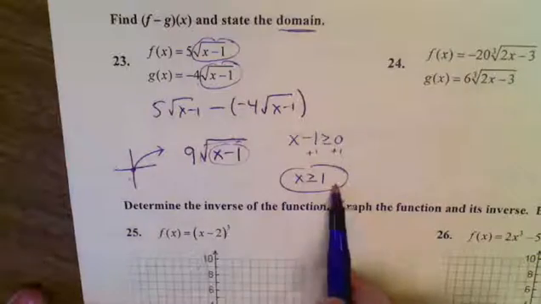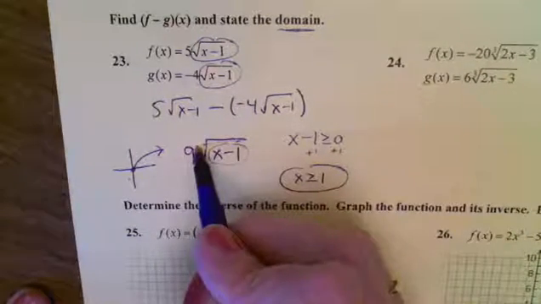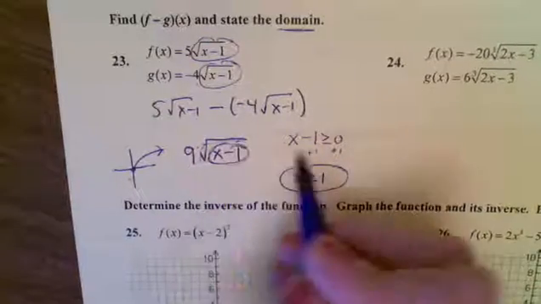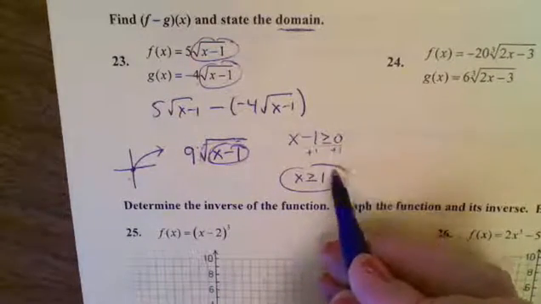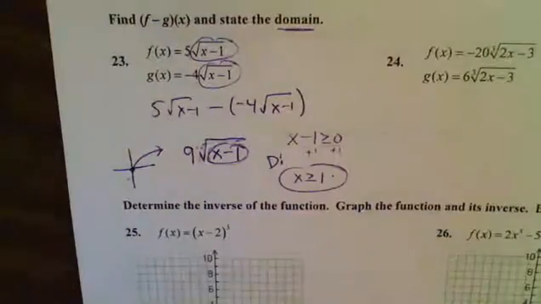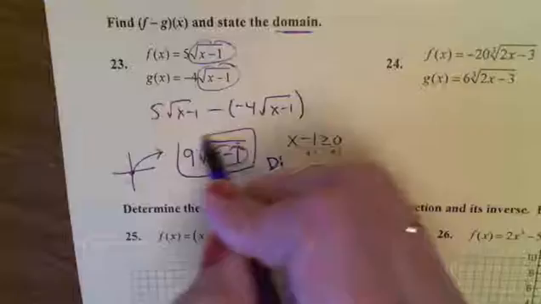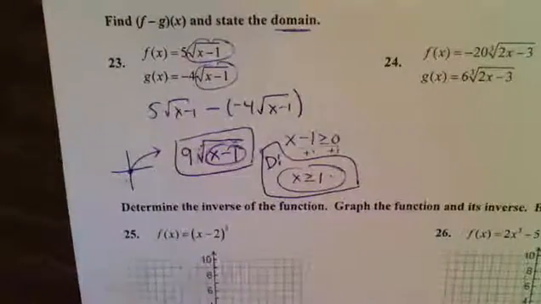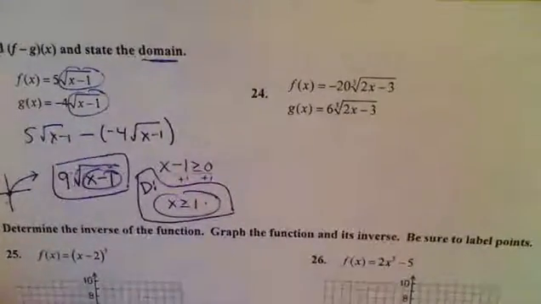But you don't really even have to graph it. If it's an even root, square root, 4th root, 6th root, whatever is underneath there, just set it greater than or equal to 0 and solve that inequality. That's your domain. So this is my answer for f minus g. This is my domain.